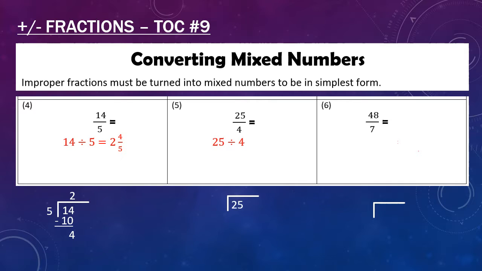25 divided by 4, 25 goes in the house, 4 is outside the house, 4 goes into 25 6 times with 1 left over, so it becomes 6 1/4. 48 goes inside the house, 7 goes outside the house, 7 goes into 48 6 times, that makes 42. Subtract and you have 6 left over, so I end up with 6 6/7.